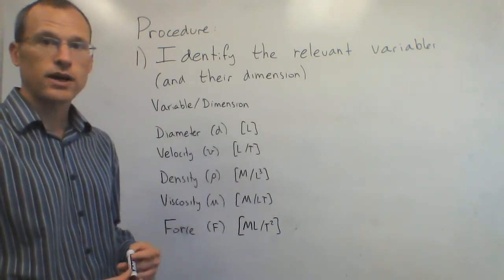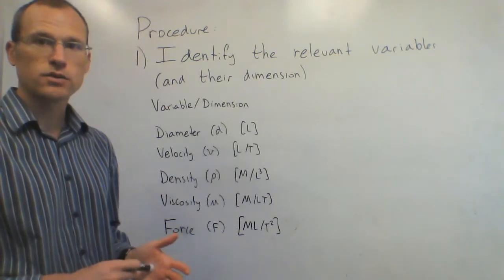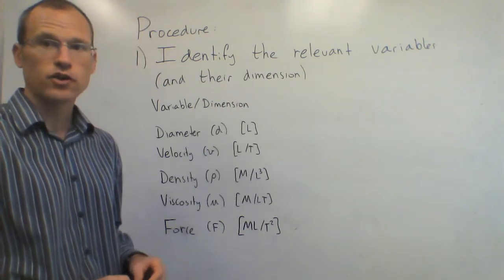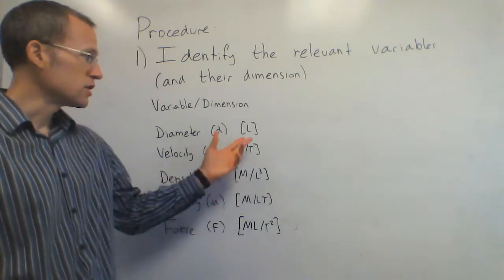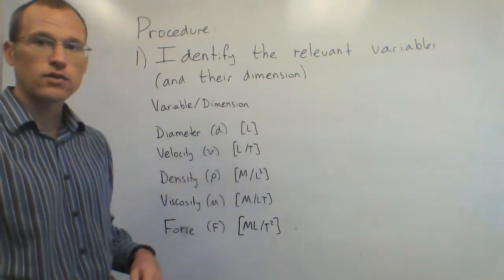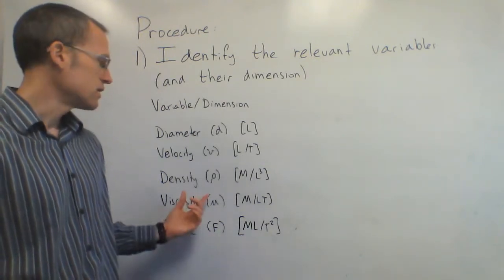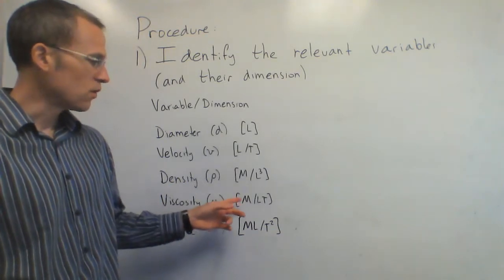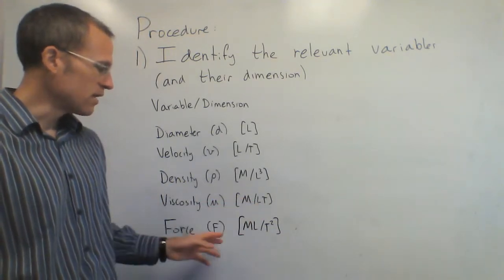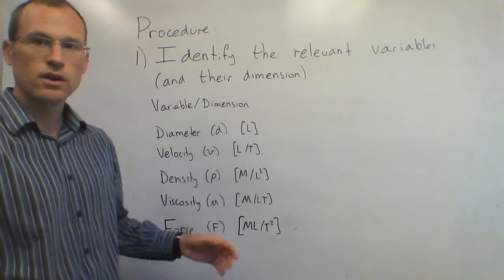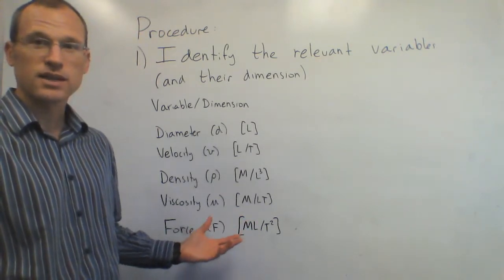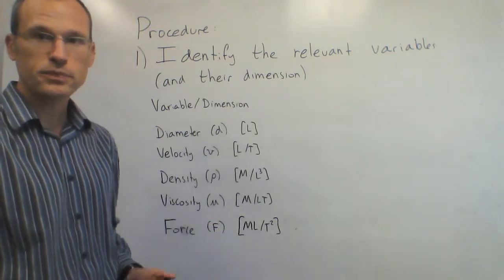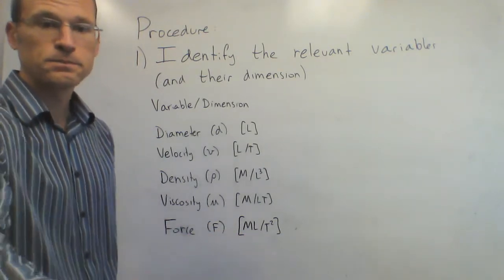Then you also want to identify the dimension of each of these variables. So again, the previous lesson showed the dimensions of all these common variables in fluids. So diameter, obviously dimensions of length; velocity, length over time, meters per second; density, mass per length cubed; viscosity, mass over length times time; and then force, mass times length over time squared. Again, force in newtons. A newton is the same thing as a kilogram meter per second squared. So those are my variables and their dimensions.